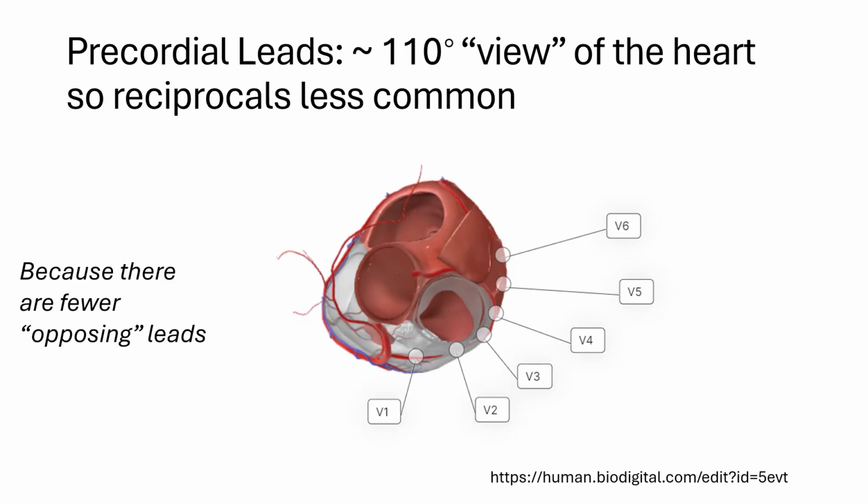Precordial leads, unlike the limb leads, only give us about a 90-degree view of the left ventricle. For this reason, reciprocals are less common. The back of the left ventricle is not covered by ECG leads. However, if they were, V1 through V4 would be directly opposite these leads. We will discuss the implications of this.